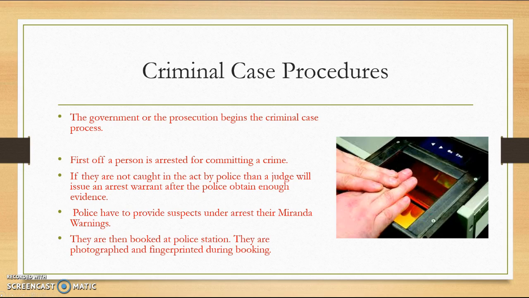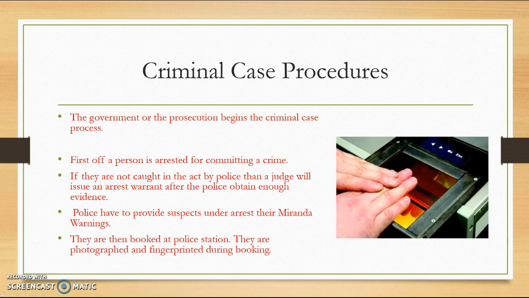Think of it this way. We'll go back to our example of a bank robbery. If the robbers are coming out of the bank and the police are there and they catch them right in the act, then obviously they've been caught. But if the robbers get away and it takes weeks for the police to solve the crime, they're going to take that evidence they've found to a judge and ask for an arrest warrant. Then they're going to go arrest the people they suspect of being the bank robbers.